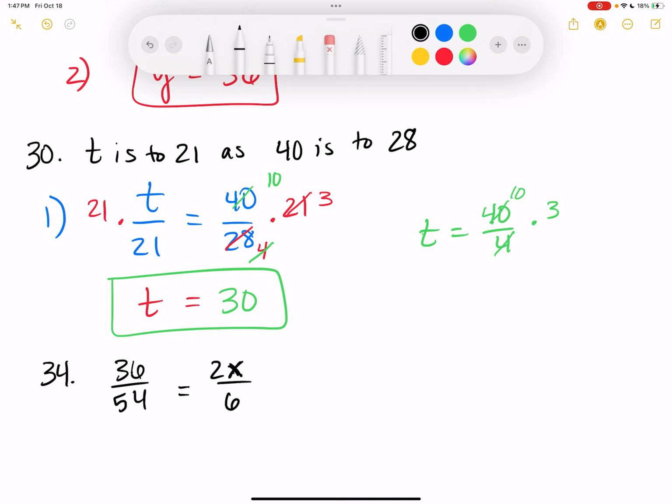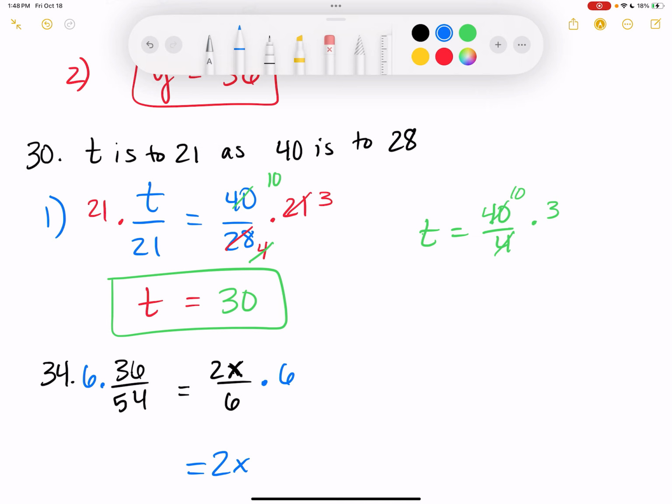Alright, so what do I need to do first? I need to ultimately get x by itself. I'm going to have to do this one in 2 steps. How do I get x by itself? Multiply by 6. So I'm going to have 2x equals, what can I reduce over here? 4 over 6.